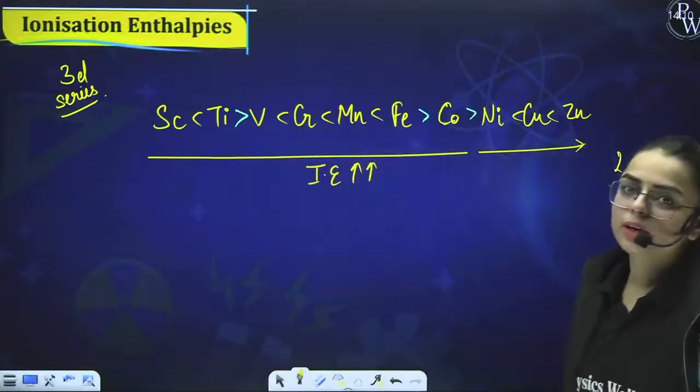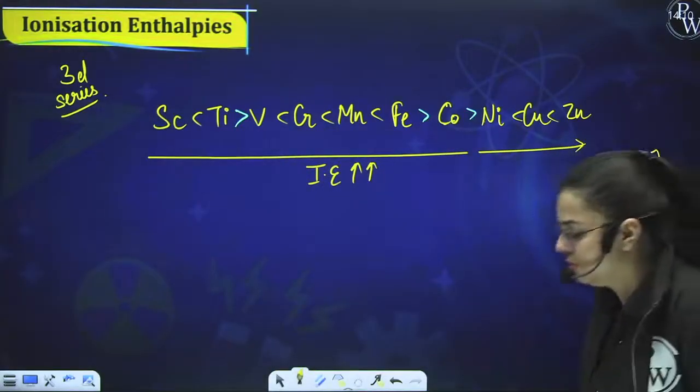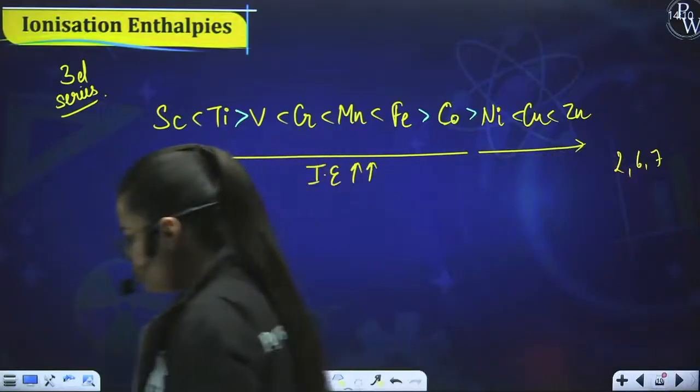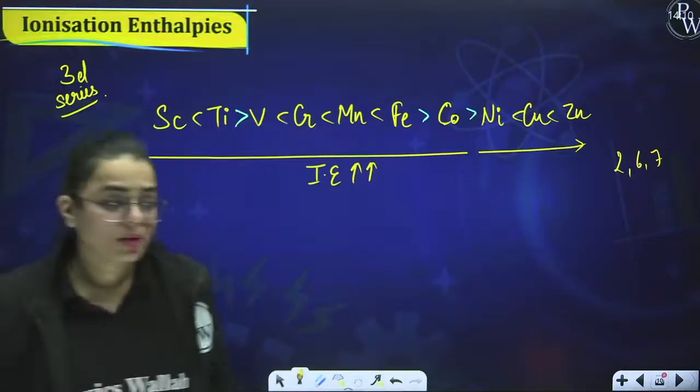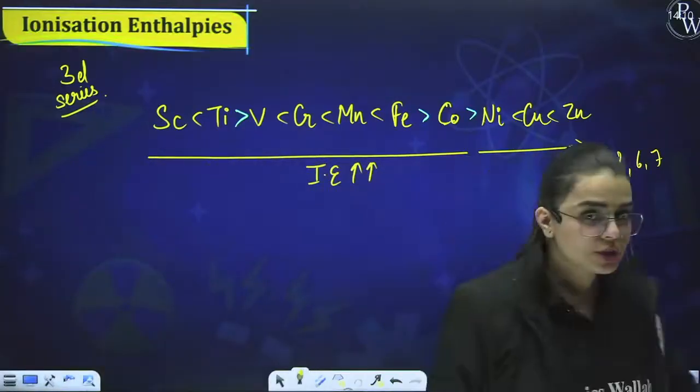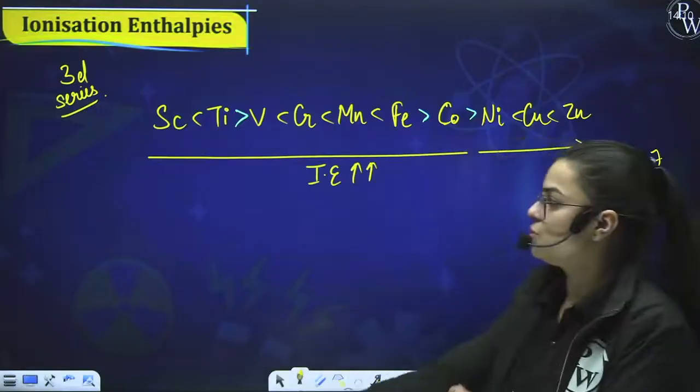Kindly write it down first of all. Kindly write this down, my dear students. This is the order for ionization energy that they can generally ask you over here. Then they can ask you from over here. Kindly write it down. What is ionization energy? The amount of energy required to remove the electron from the outermost shell, right?